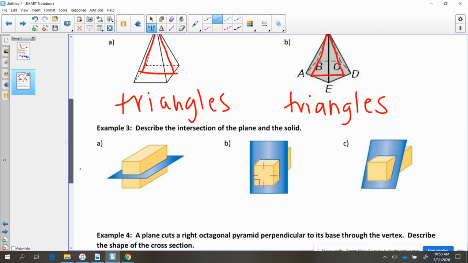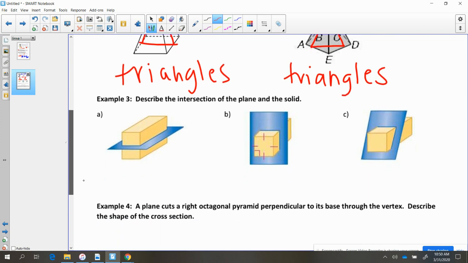All right. Next one. Now we need to be descriptive in what we're saying. And notice in these particular cross sections that are going through, take a moment again, pause the video, and try on your own to figure out what you think they are. Okay, now checking your answers.